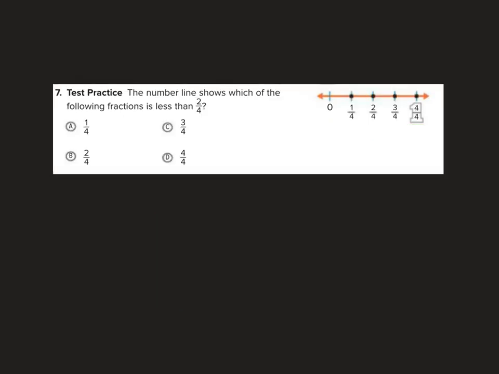Done. Test practice. The number on the line shows which of the following fractions is less than 2/4. Here's 2/4. So less than, we've got 1/4 or 0. Looks like 1/4 is going to be our answer.